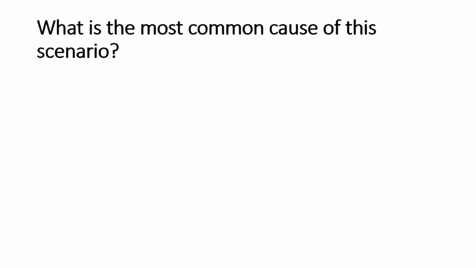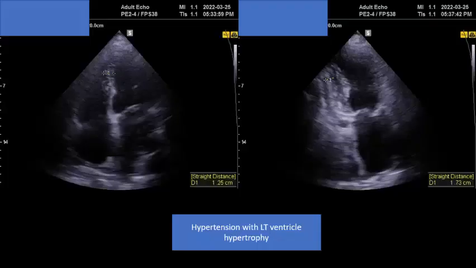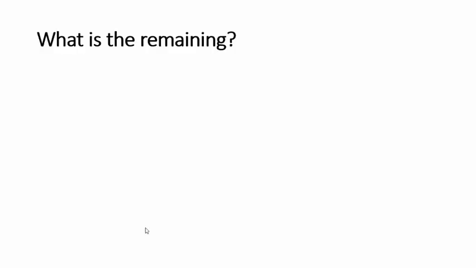What is the most likely cause of this scenario? Hypertension, and you can get an idea about hypertension as a cause if you see hypertrophied walls, here the inferior wall, here the septum. As you see, you even go beyond the acute dyspnea. You know the pathogenesis of this acute dyspnea, and the cause behind this pathogenesis. What is remaining?